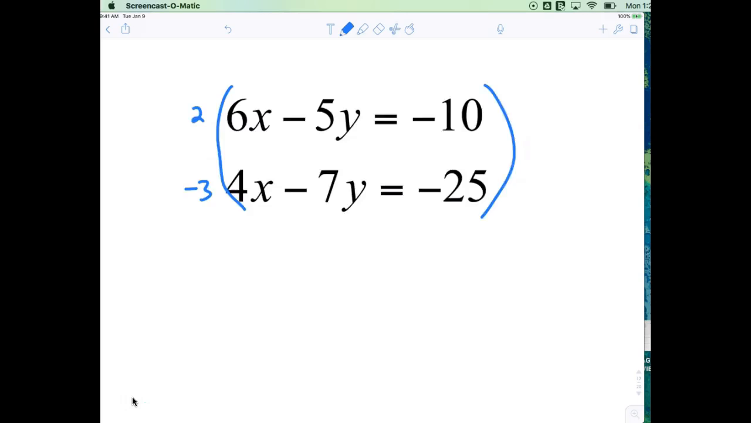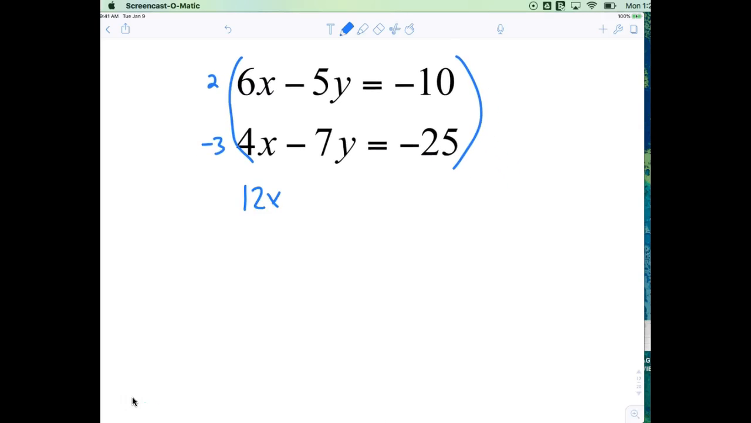So if I multiply the top by 2, I get 12x minus 10y equals -20. And the bottom gives -12x plus 21y equals 75. Emily, are you good with that? Because somebody asked me how I got that. You good? Good. Now we know we're good because what happens to these two? Help me out. What happens? They cancel out. The 12x and the -12x are going to cancel out when I add them.